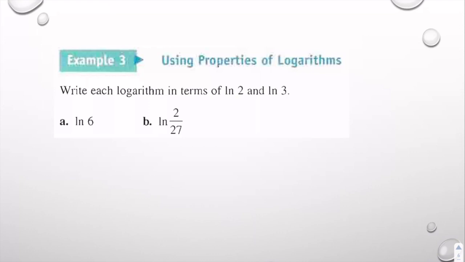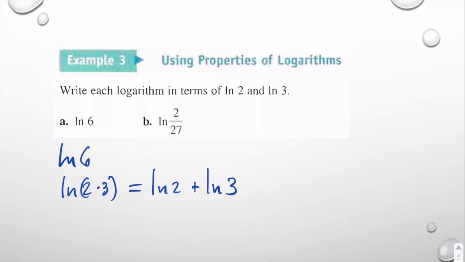So here's example 3, where we're going to actually be using some of the properties of the logarithms. And we're going to write each logarithm in terms of ln of 2 and ln of 3. So notice ln of 6. Well, ln of 6 can be actually rewritten as ln of 2 times 3. And so since that's the case, then I can write it as ln of 2 plus ln of 3. And we're done with example 3A.